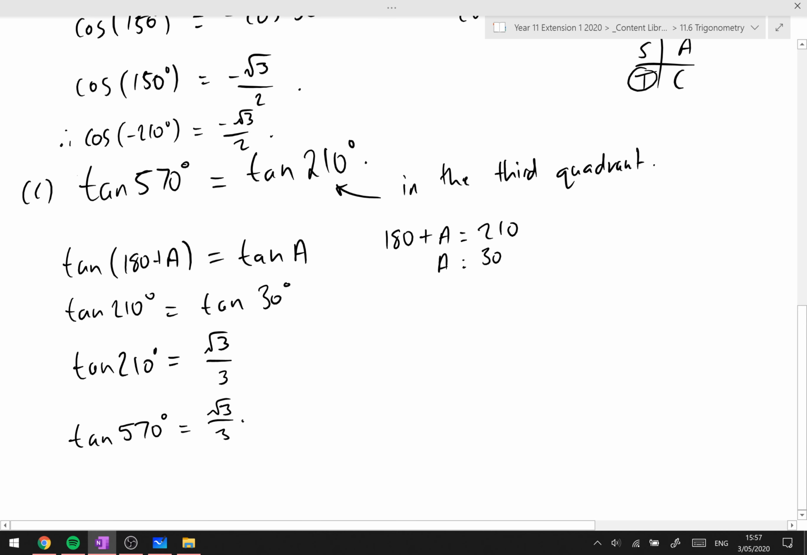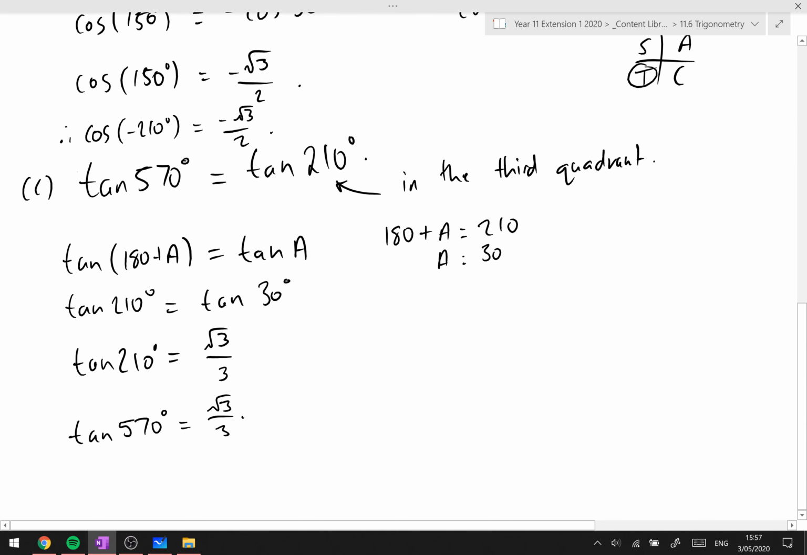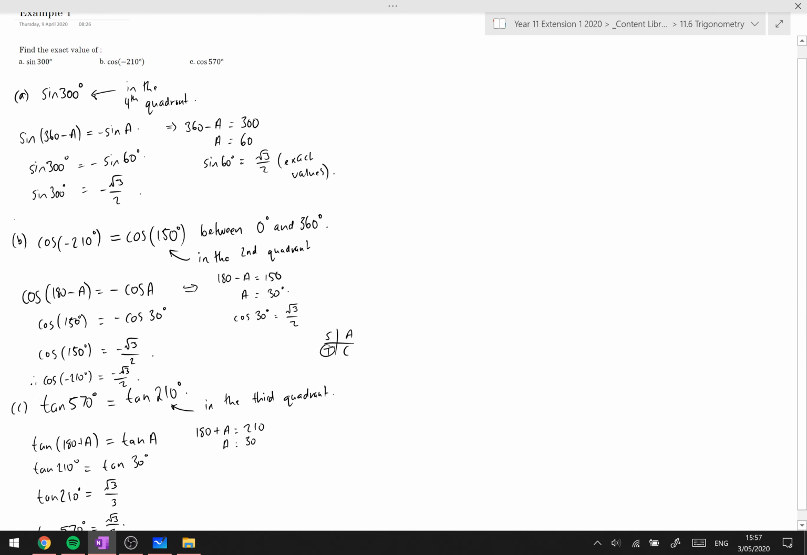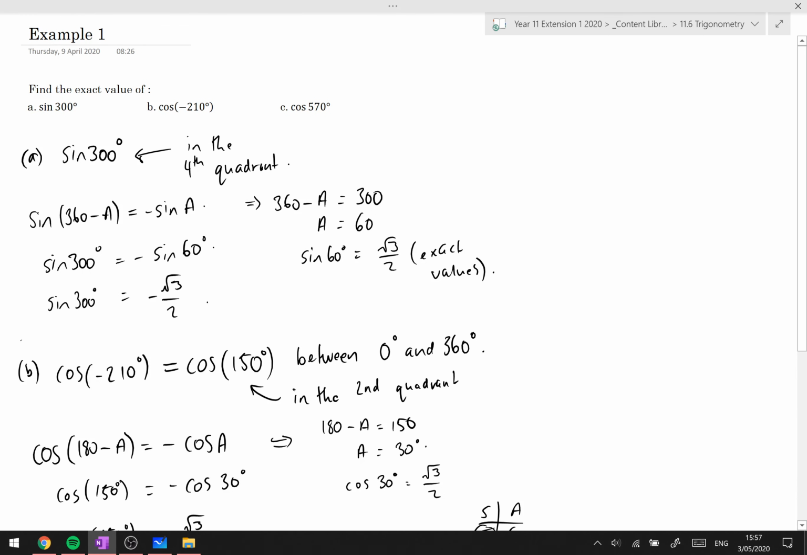So nothing too different about these ones. It's just applying a new rule to this. We're still using exact values, but we're just doing it with angles that are bigger than what we're used to. So practice those exact values, and then this will be really, really easy.